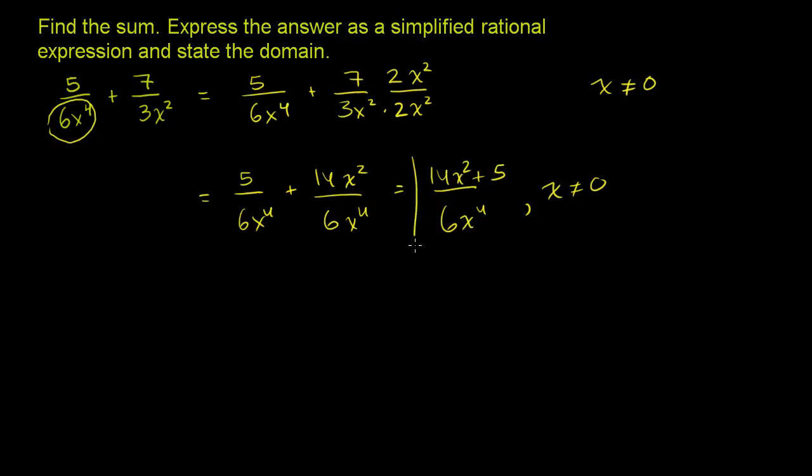So we're done. It's 14x squared plus 5 over 6x to the fourth, and x cannot be equal to 0.